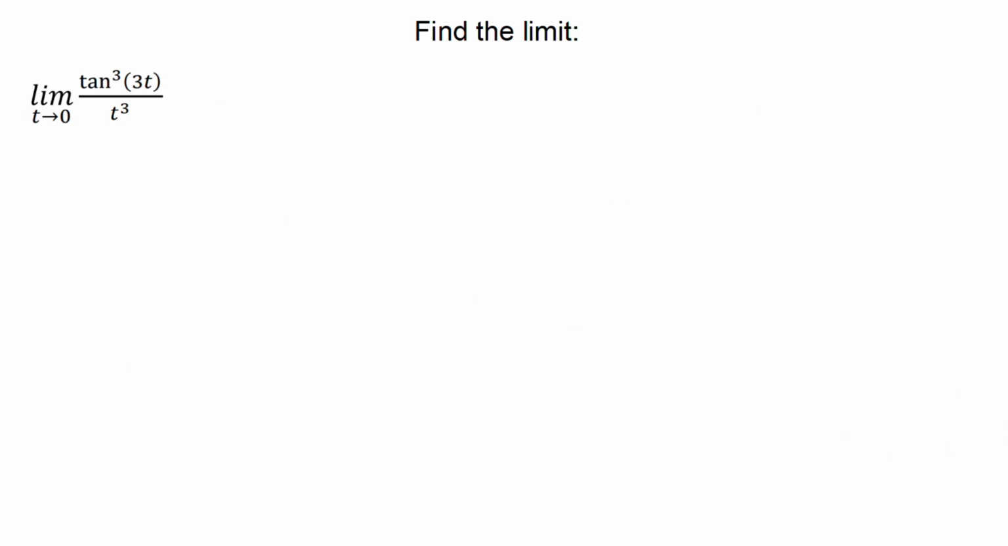All right, for our next one here, we can see that everything inside of this is being cubed. And this time it's tangents instead of sine, but we proved in class that the limit as u approaches 0 of the tangent of u over u is also equal to 1, right? It was pretty easy. We just took tangent, broke it down into sine over cosine, and used the sine rule that we already knew.